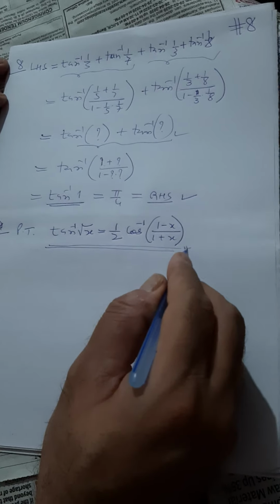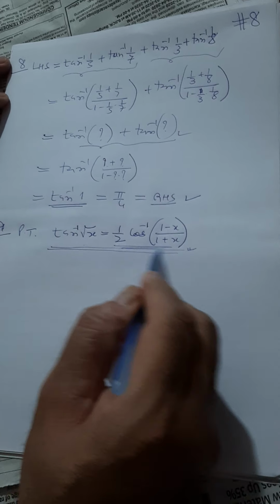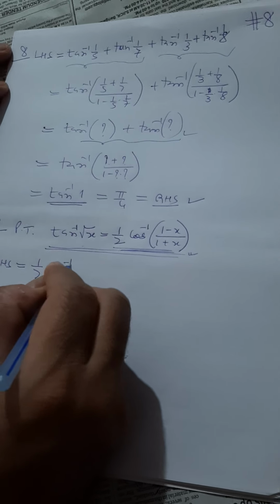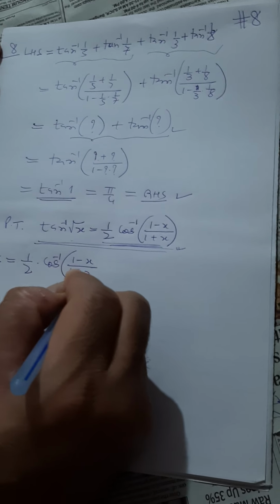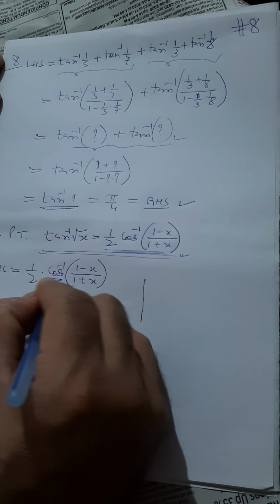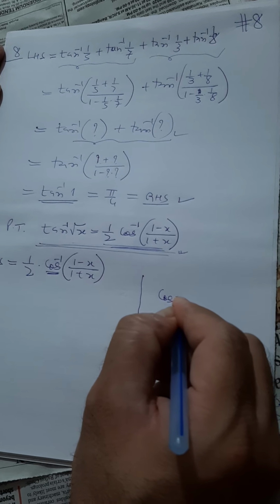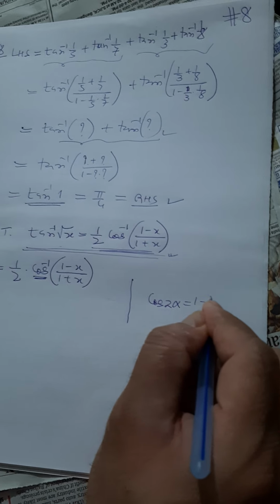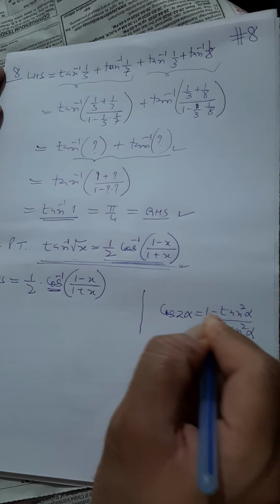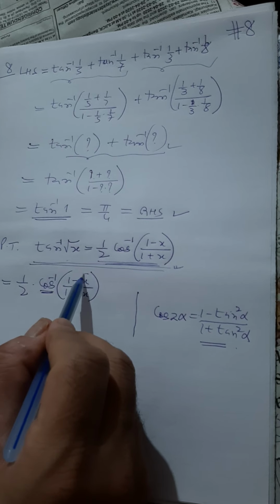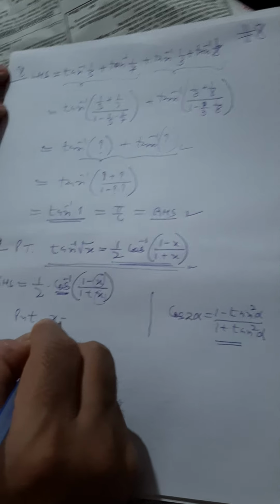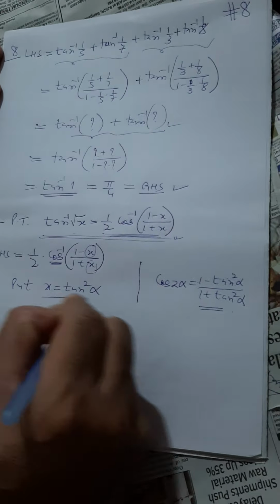Next question, you are asked to prove this. Obviously we start with the RHS. The right hand side is 1 by 2 cos inverse of 1 minus x upon 1 plus x. Now you know this formula: cos 2 alpha equals 1 minus tan square alpha upon 1 plus tan square alpha. So you need to put x equals tan square alpha as the substitution.